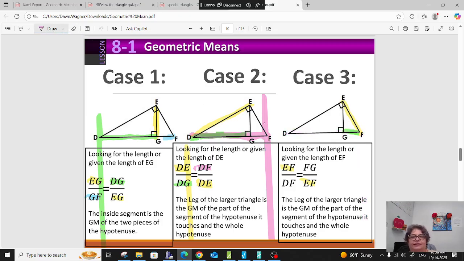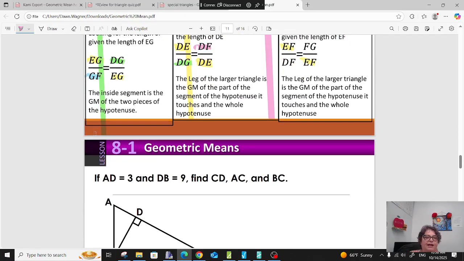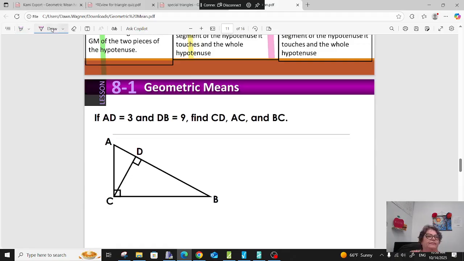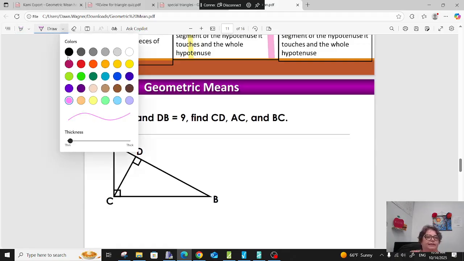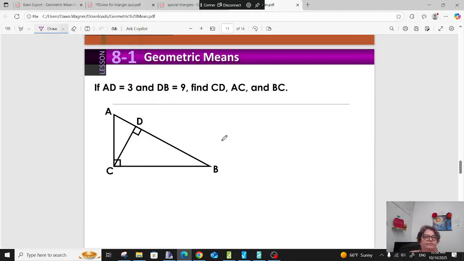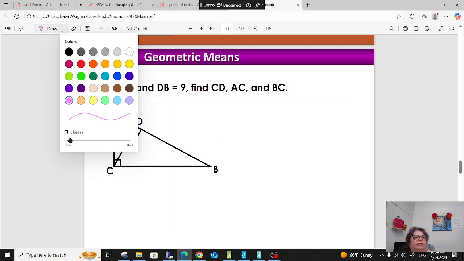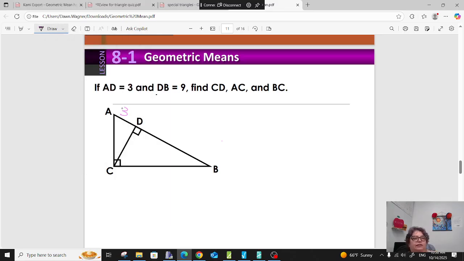I'm going to try doing this again. So let's apply it. Agreed? We're going to start actually applying this. Okay, here it says AD is 3. I need a darker color because it's hard to see.